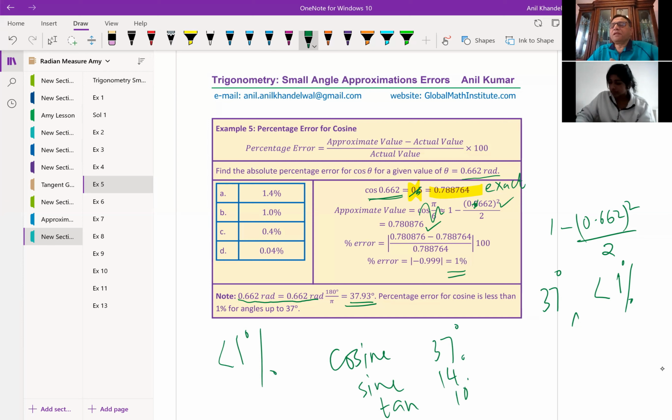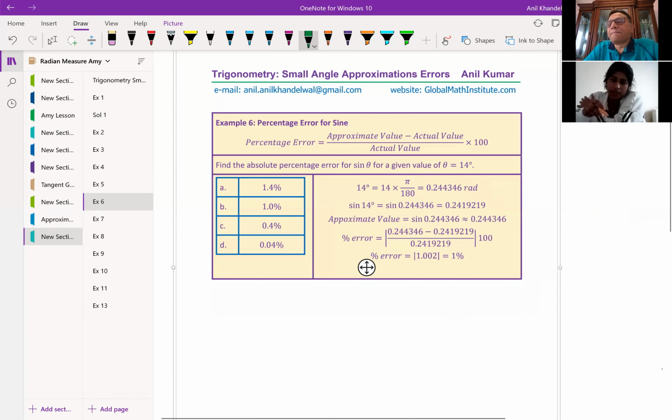So if I say that we want to approximate cosine theta for an angle of 35 degrees, can I use the formula 1 minus theta square by 2? Yes, you can definitely use it because the error is less than 1% for 35. You get the idea. Normally, when we calculate these values, let us say we want a 1 decimal place answer, the approximation gives you a fairly good answer, right? So all of those values that you wrote down are for less than 1%. Right. So here we have calculated for 14 degrees.